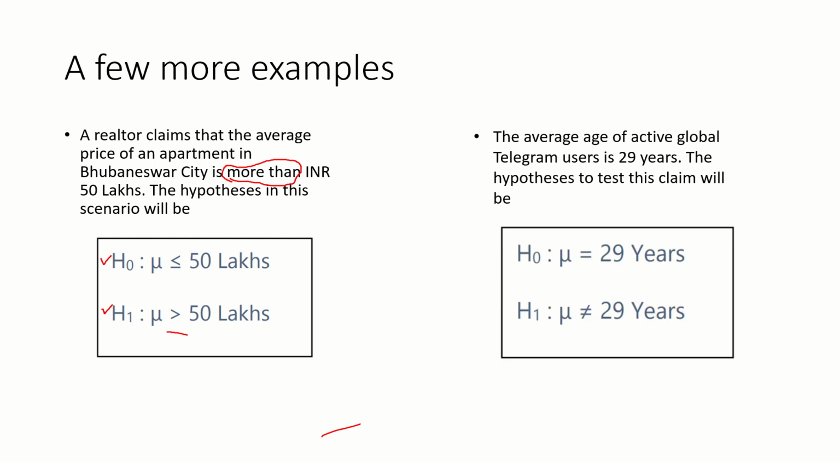There is one about Telegram users. The average age of an active global Telegram user is 29. So what happens when it is more than 29 or less than 29? That means you are going to reject. So it has to be exactly 29. If it is less than 29, you are going to reject, and if it is more than 29 also, you are going to reject. You have to see how much difference you can accept, but what should be the cutoff?